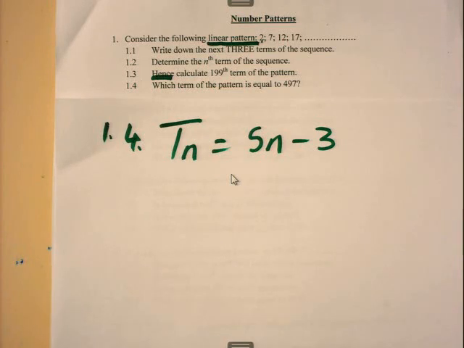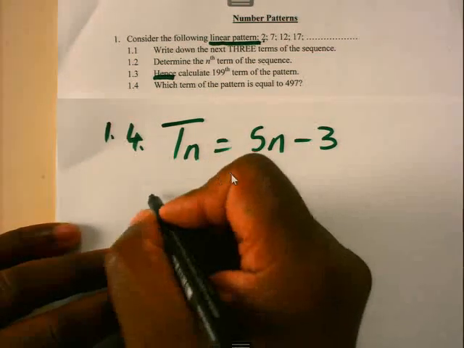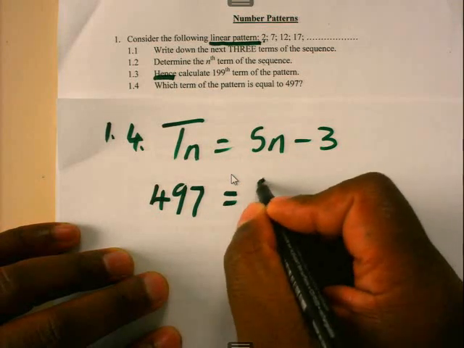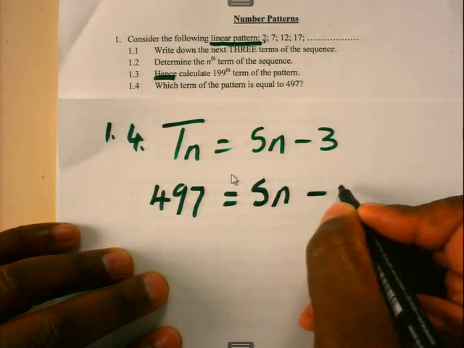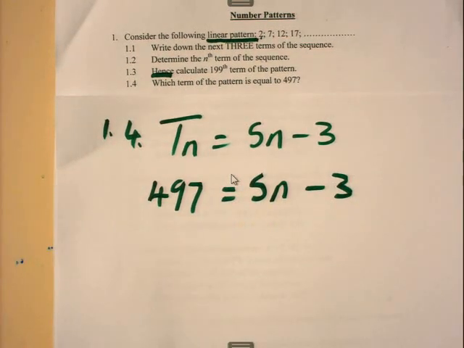So 1.4, which term of the pattern is equal to 497? We need to determine the value of n. We've got the nth term, which is 497. We don't know the position of 497. So this is how we solve the problem. The nth term will then be 497 is equal to 5n minus 3. So we need to solve for n.